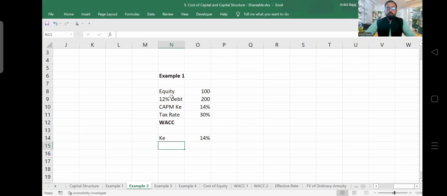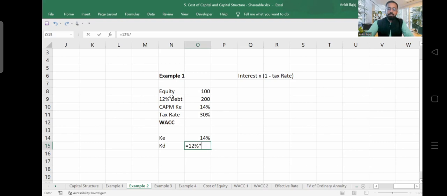Now, if I want to find out the cost of debt, what formula will I be using here? We have discussed this formula: interest into 1 minus tax rate. Absolutely correct. This formula I will be using to calculate cost of debt. So here I will apply this formula. Cost of debt is 12%.